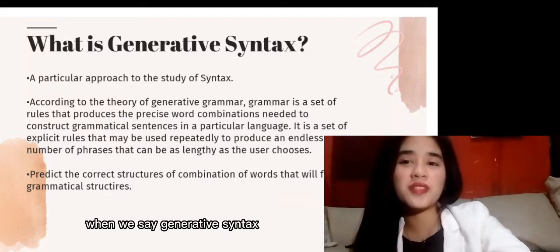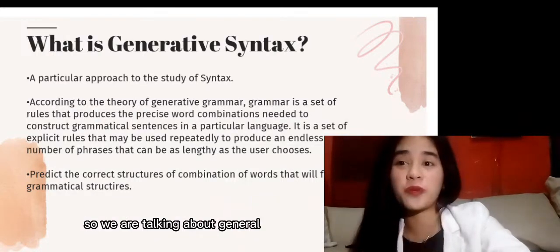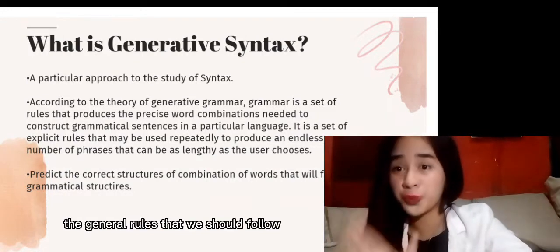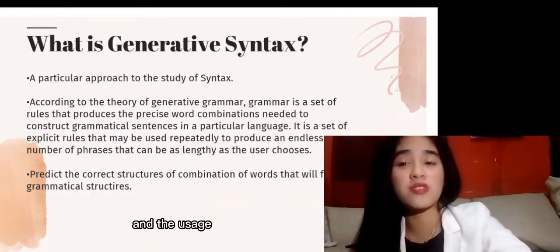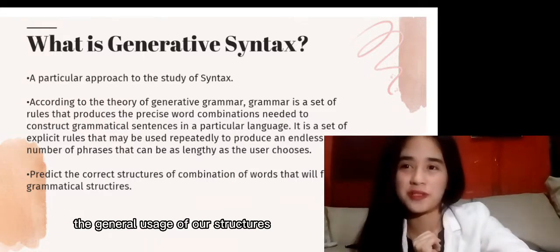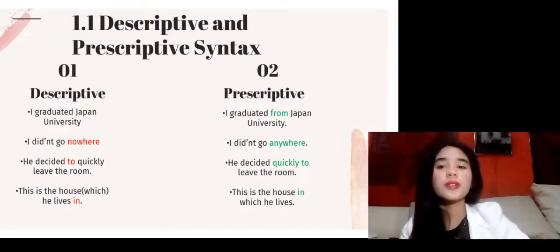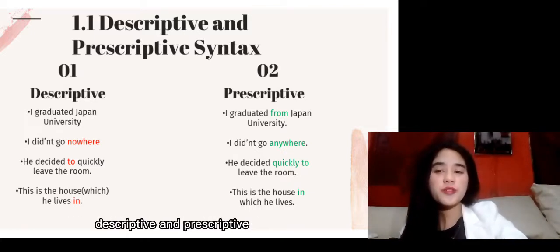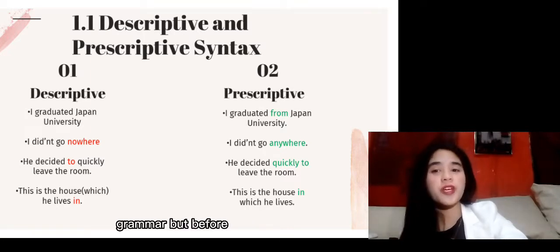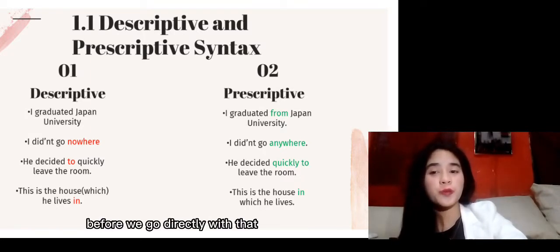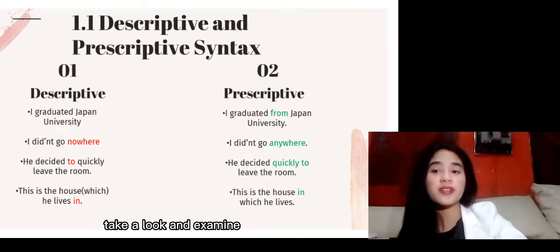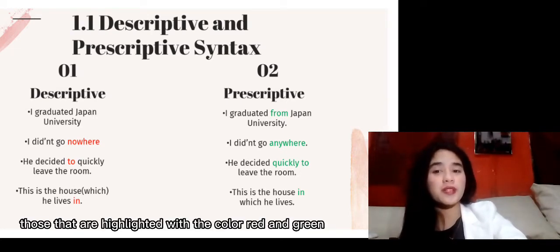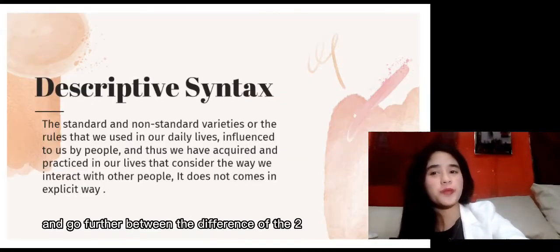When we say generative syntax, in the term itself, generative, we are talking about the general rules that we should follow, and the general usage of our structures. Under generative syntax, we will be talking about the difference between descriptive and prescriptive grammar. But before we go directly to that, let us first take a look at those that are highlighted with the color red and green, and afterwards we'll exemplify and go further into the difference between the two.